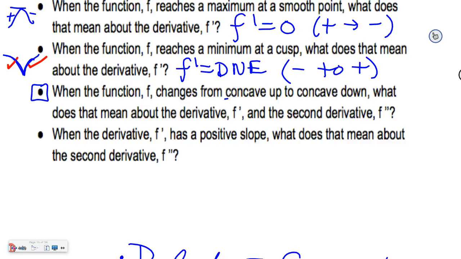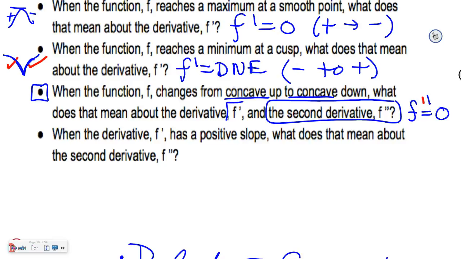So let's go underline this. When f changes from concave up to concave down, it's actually easier to answer this question. We know that when the concavity changes, and it says it changes from concave up to concave down, that a change in concavity occurs at those inflection points where the second derivative is 0.